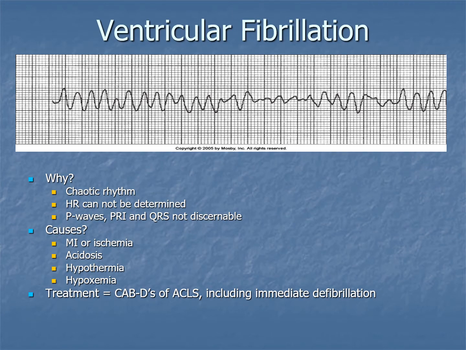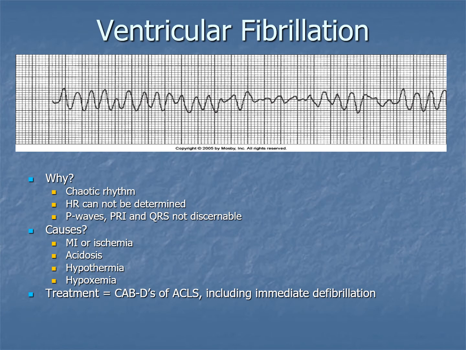We get even more severe as we go here. So this is ventricular fibrillation. It is actually coarse, because there's also fine ventricular fibrillation where it's just less sawtooth-like. What makes it ventricular fibrillation is a chaotic rhythm. The heart rate cannot be determined. P waves, PRI, QRS are not discernible. And what's happening here versus atrial fibrillation is basically the ventricles, the pumps, are just quivering. So there's electrical activity, it's chaotic, and the patient probably has zero or near zero cardiac output.